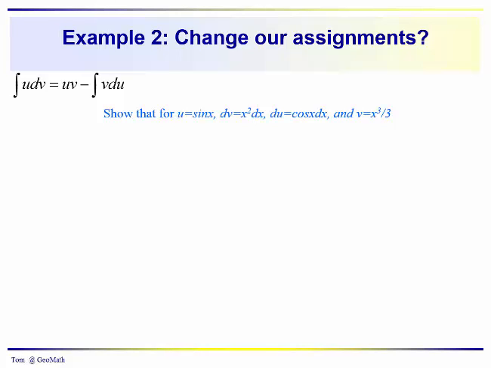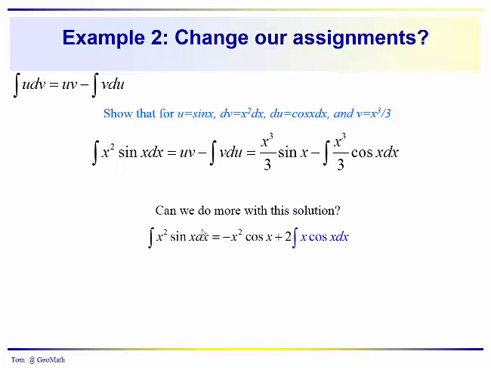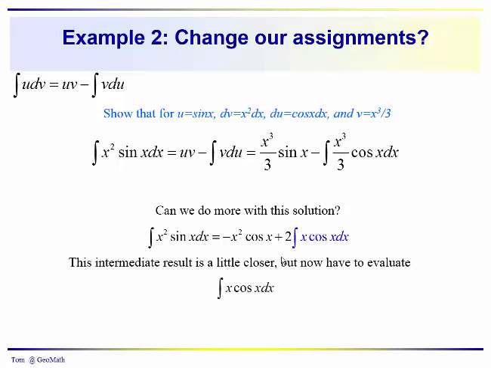Take a moment. And if you did that, then you're going to see that you get something even more complicated: x cubed over 3 sine x minus the integral of x cubed over 3 cosine x dx. That didn't help. So this option was not a good option. We're back to the solution that we originally obtained, and we're looking at this part and saying, okay, I'm going to do integration by parts again.